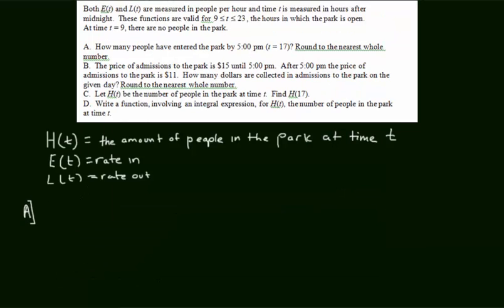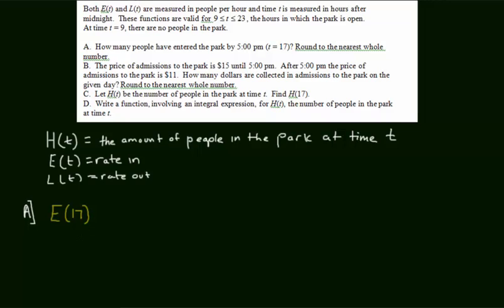Let's take a look at part A. How many people have entered the park by 5 o'clock? T equals 17. Round to the nearest whole number. I wish you were in class to see it the first time, because a lot of people will accidentally say E of 17 is the way to represent this answer, and this is not correct.